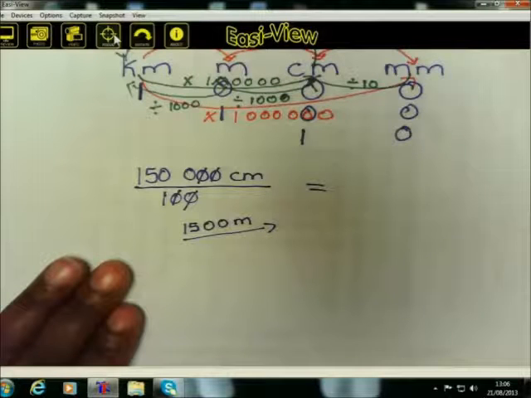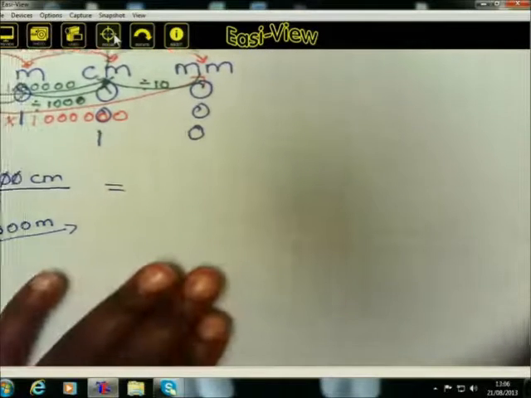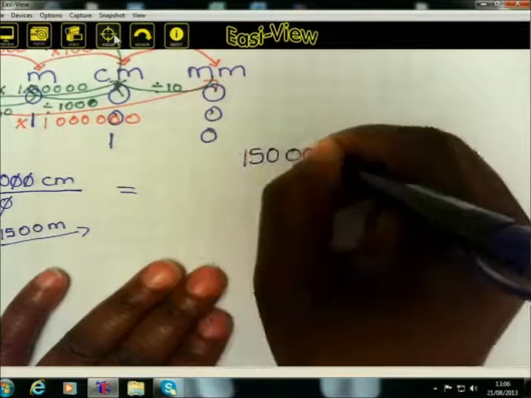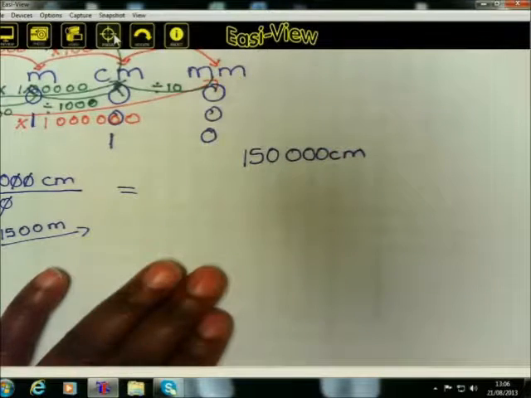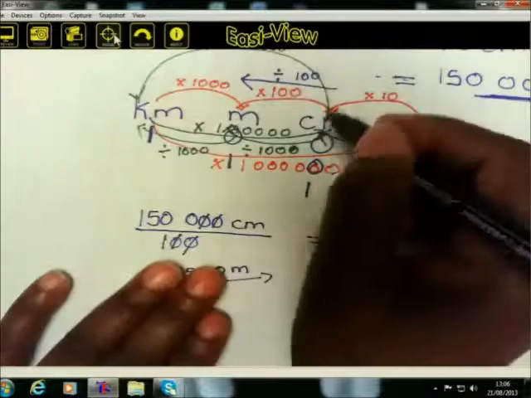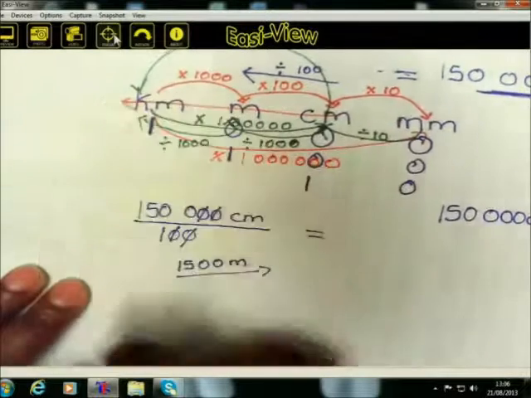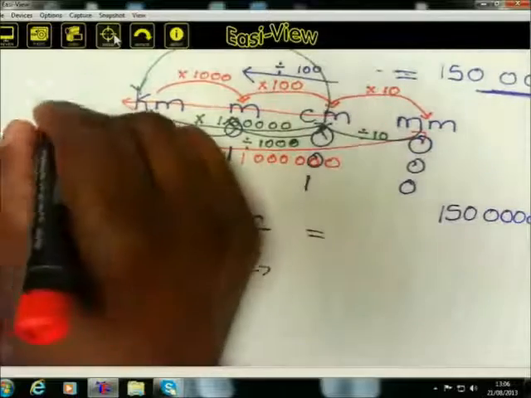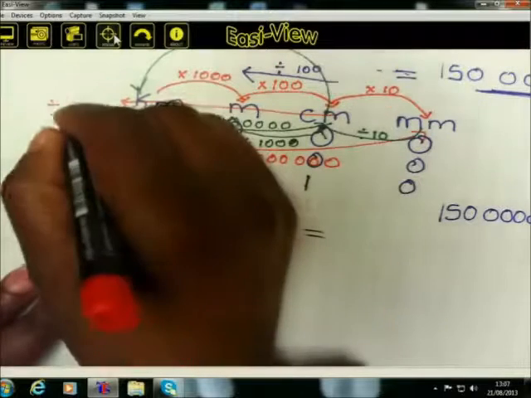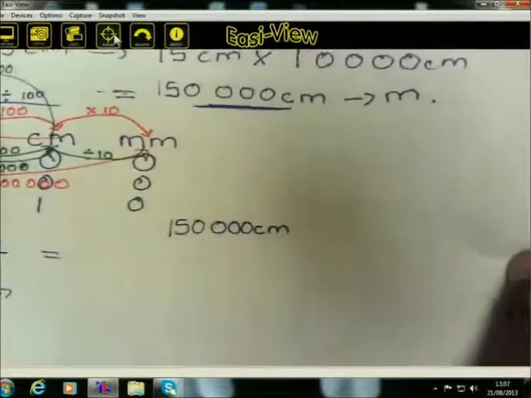So the answer that we are going to have there is 1,500 meters. So let us say, for argument's sake, the question was saying you convert to kilometers. Remember, we are having 150,000 centimeters. Let us say now we were converting from centimeters to kilometers. Centimeter to kilometer, we divide. Look at the direction, we divide. How many zeros? 1, 2, 3, 4, 5. So we are going to divide by 100,000. So let us go back there.